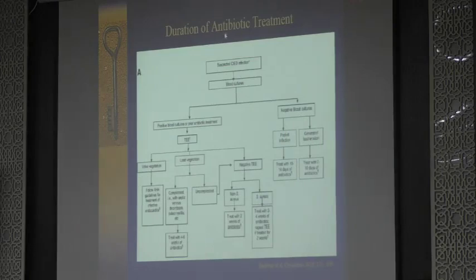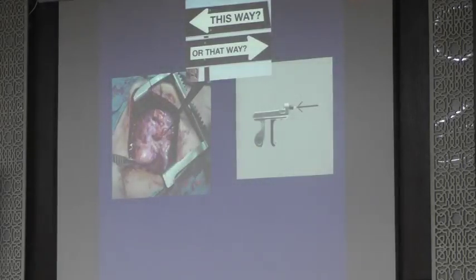There's an algorithm from the guidelines. It depends on whether your blood cultures are negative or positive, whether your TEE shows vegetations or no vegetations, and the duration ranges between 7 days and up to 6 weeks if you have a complicated lead vegetation plus a positive blood culture. Now, how to remove your system?